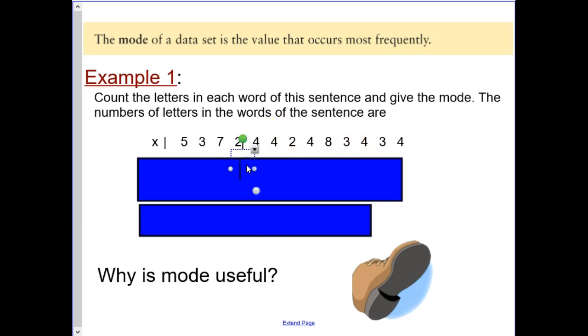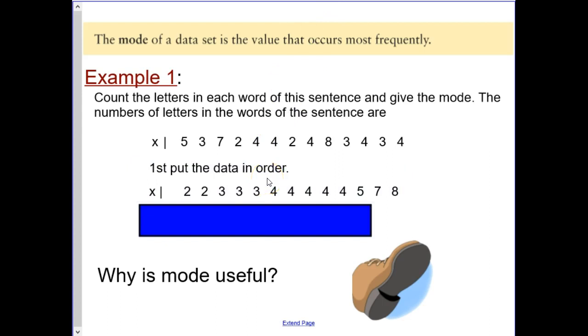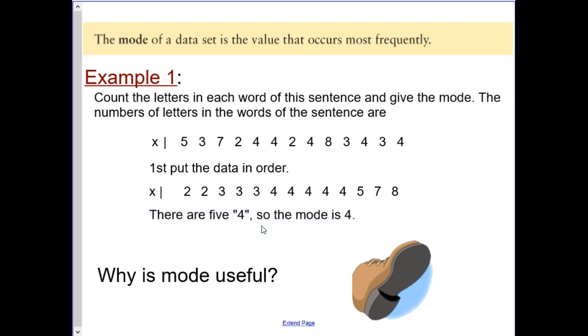The first step is to put these values in order. It just makes it much easier. On a very short data set, you can probably look and just identify which number occurs the most frequently. But again, putting things in order usually is a good point. Then you can clearly see, well, hey, there's 1, 2, 3, 4, 5 number 4s. Since you have 5 number 4s, that is the mode.